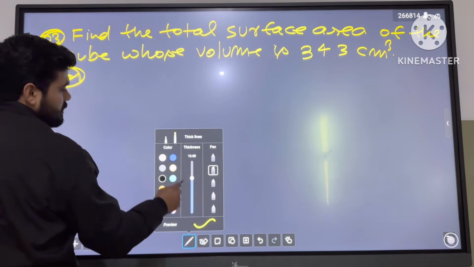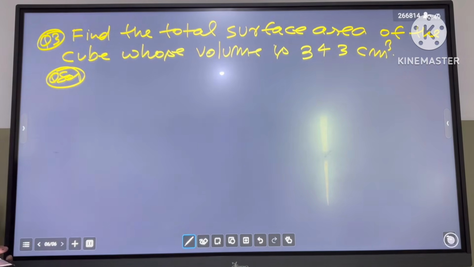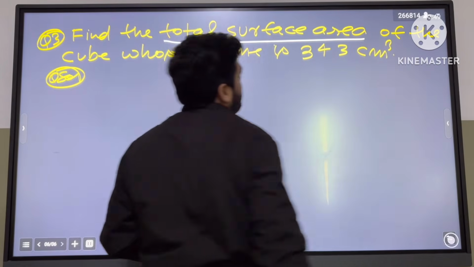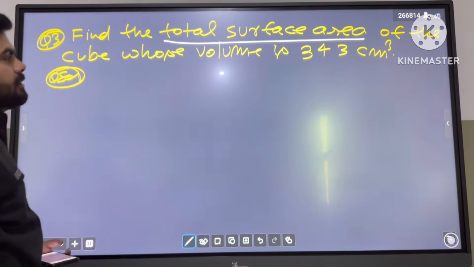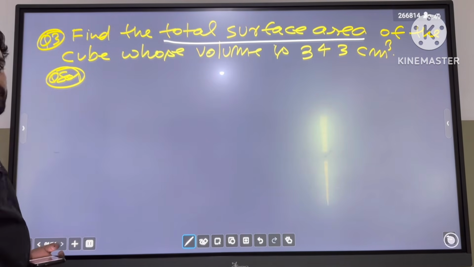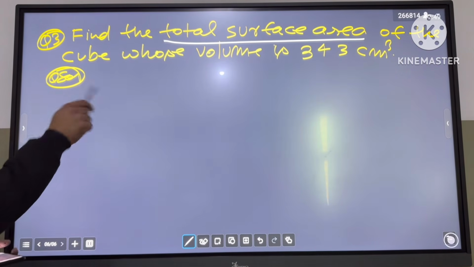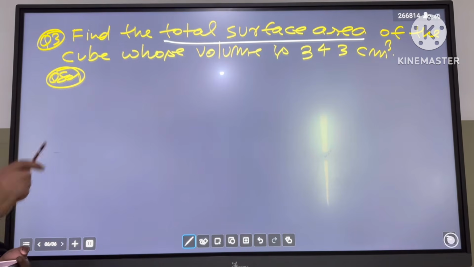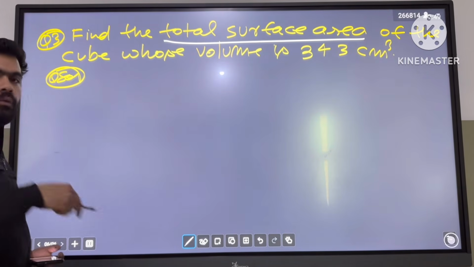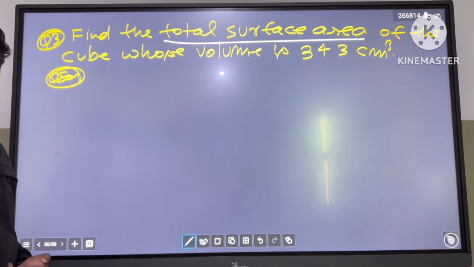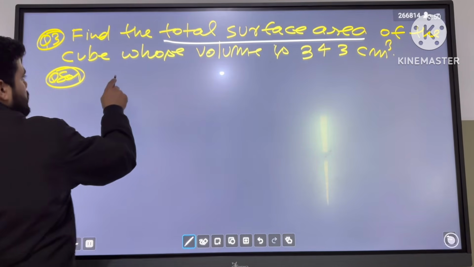Solution of this question: what is the question? Find the total surface area. This question is the reciprocal of the last question. Find the total surface area of the cube whose volume is 343. So the volume is given.